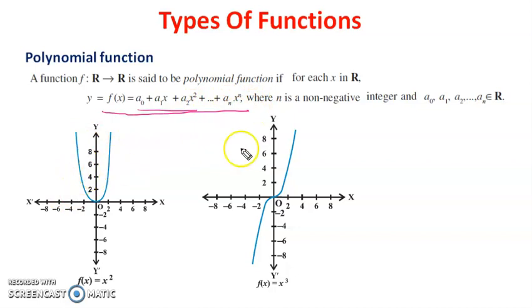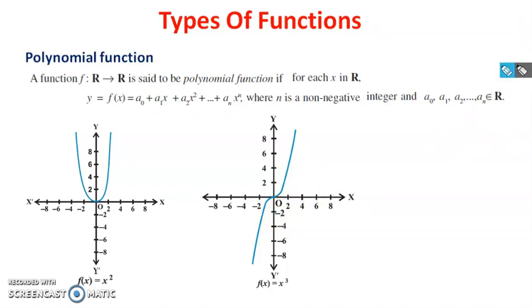See the examples of two polynomials. Here it is a quadratic polynomial, f of x is equal to x square. It is an upward parabola. And this is a cubic polynomial, which intersects the origin. These are the two graphs which represent polynomial equations. One is the quadratic form, another one is the cubic form.